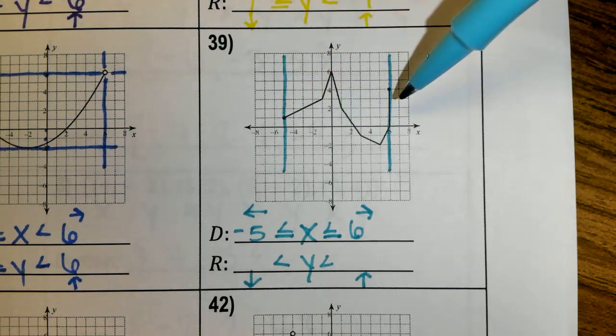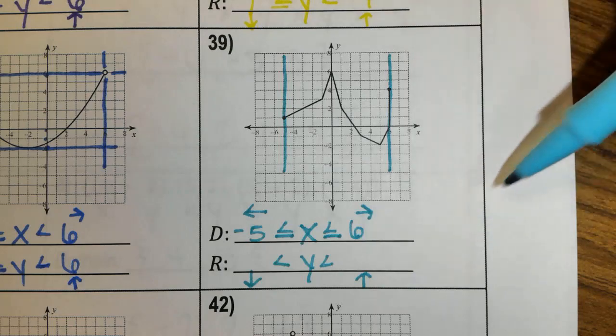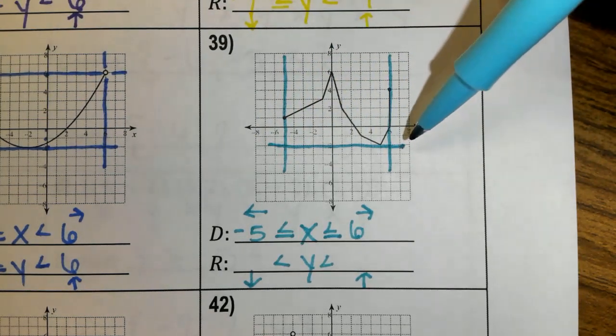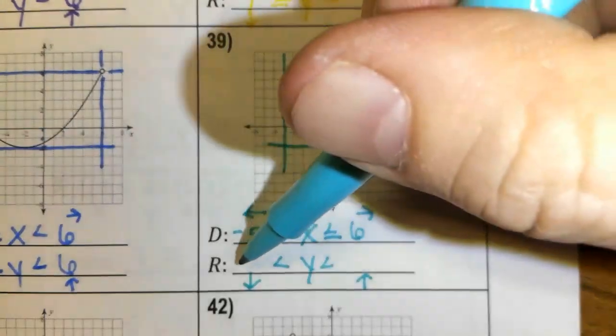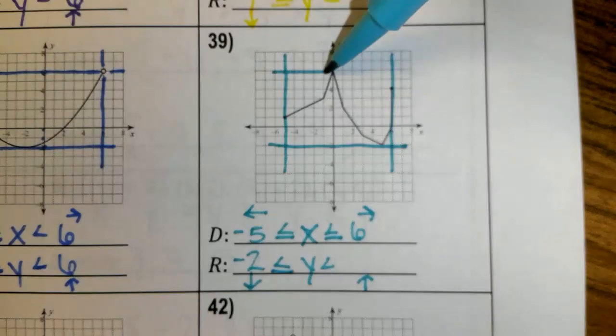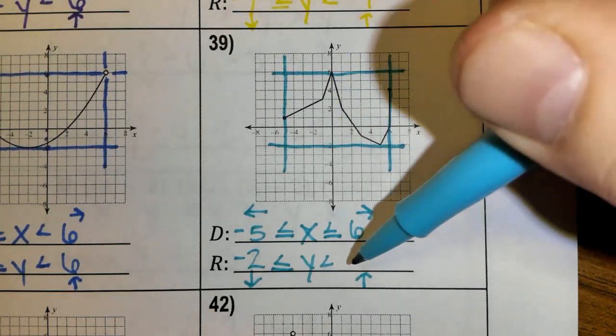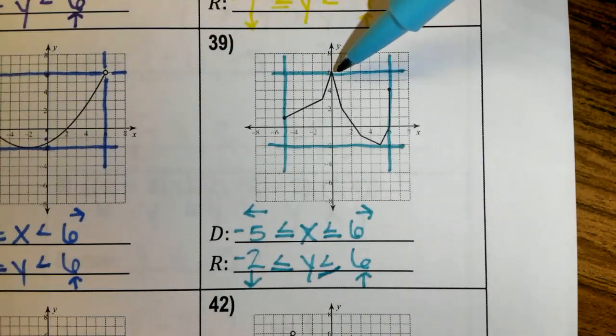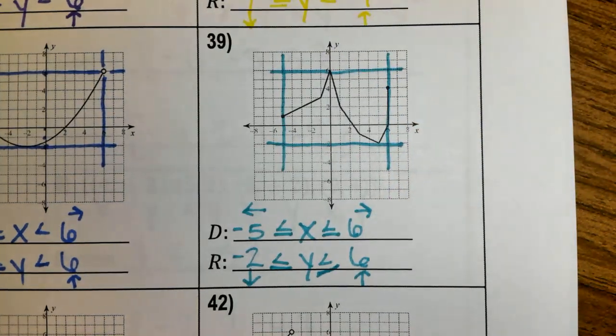So that's left to right. And now I need bottom to top. So the lowest point, or the bottom of my graph, is right here. That's -2. And I underline it, and the top of my graph is way up here, and that is 6. And it's also underlined, because there's no open circle and it's not infinity. And that's my answer for number 39.